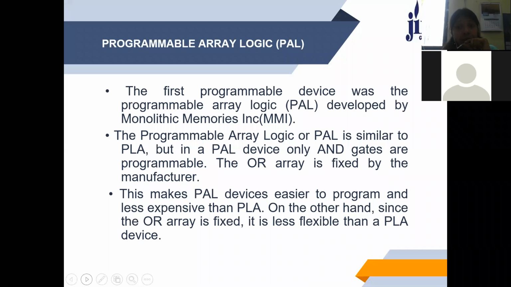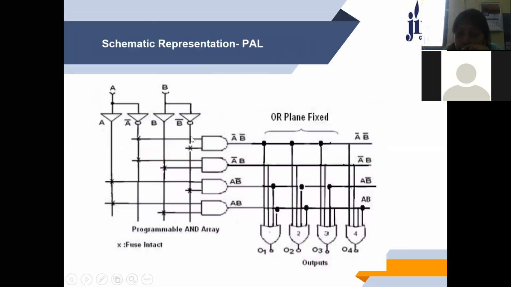Now if we talk about PAL, PAL is what? PAL is a similar thing to PLA, but in PLA both are programmable. Both are programmable means what? See, in PLA crossover points are shown on both sides, means on the AND plane and on the OR plane. But in PAL only the AND plane is programmable, the OR plane is fixed. You can see this OR plane is fixed, so we will put a dot mark here, but in the AND plane we will put a cross mark. So this is the basic difference, nothing else.